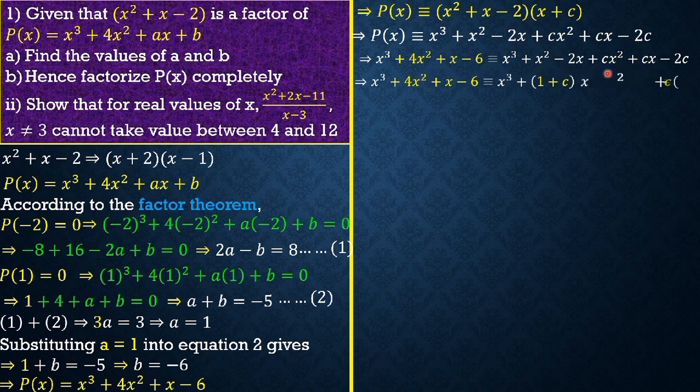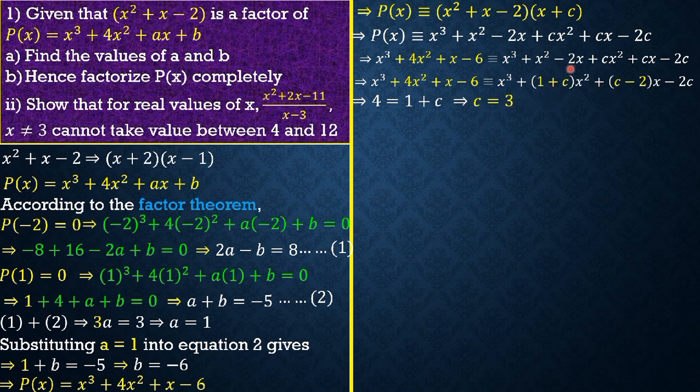Now guys, if we group all the terms that have x squared and the terms that have x as well, we are going to have, using identities, x cubed plus (1 plus c) x squared plus (c minus 2) x minus 2c equal to this. At this point, guys, we are going to use identities by simply equating the corresponding coefficients. So the coefficient of x squared in the first case is 4, and in the second case is 1 plus c. That therefore implies 4 has to be 1 plus c. If you solve for c, we have c to be 3.